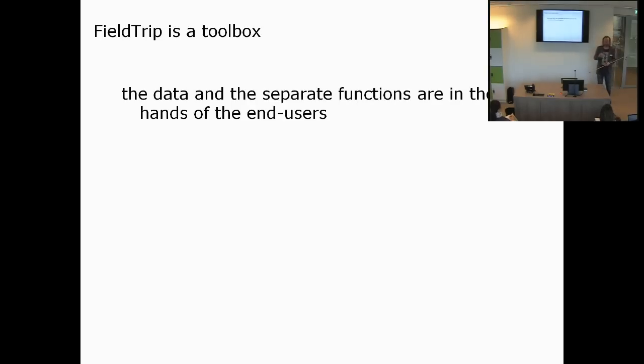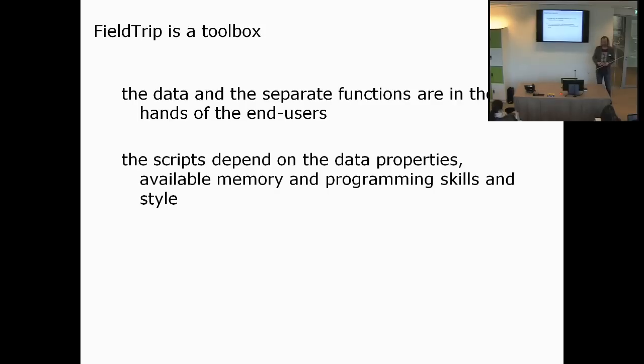Okay, so FieldTrip is a toolbox. It has tools, and you combine these tools in building something. It also means that the data and the separate functions, the functions that you're going to call on this data, are in your hands. So you write your script, and you decide how your script is going to be organized. And the scripts that you're going to write depend on properties of the data. MEG datasets tend to be much larger, so for MEG it's much more important to store all the intermediate data on disk. EEG often has fewer channels and a lower sampling rate. So with EEG it can be much more convenient to read all the data from all your subjects into memory and to toss around that data in memory.